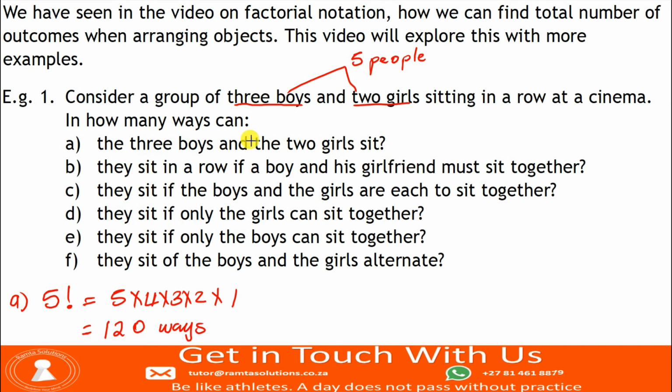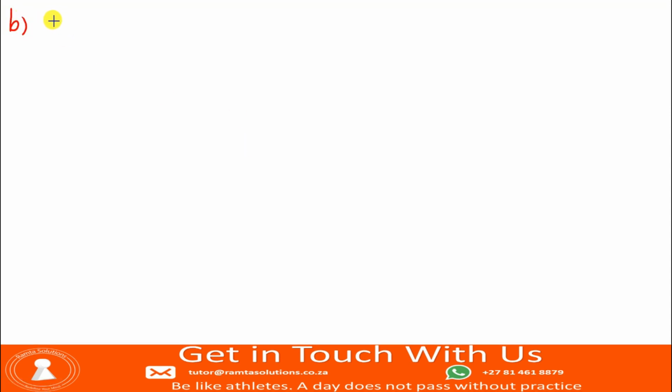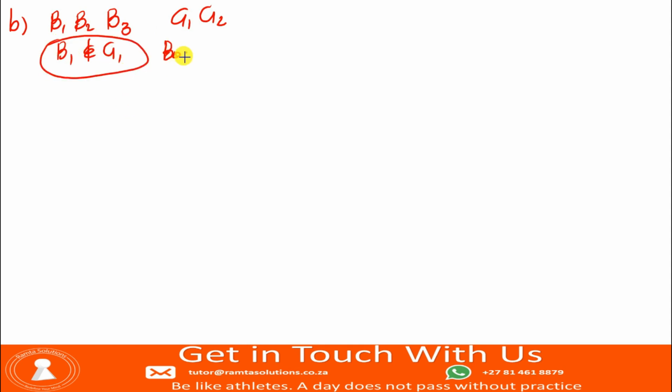Okay, so we're going to look at it. For part B, let's say we have boy 1, boy 2, boy 3, and then we have girl 1, girl 2. Let's say boy 1 and girl 2 are the boyfriend and girlfriend, right? Let's say these 2 are our couple. Now, there are 2 ways in which you can arrange them. The boy could sit on the left and the girl on the right, or the girl could sit on the left and the boy on the right.